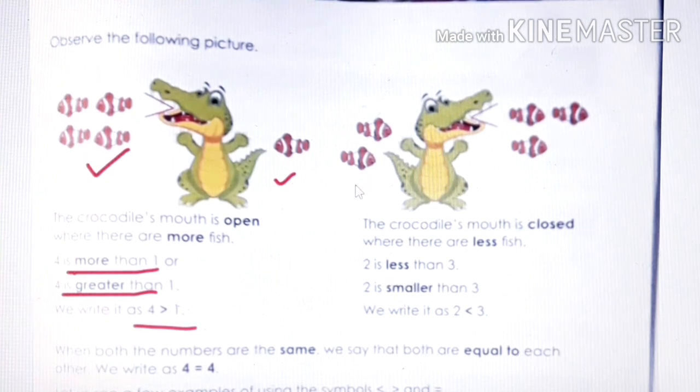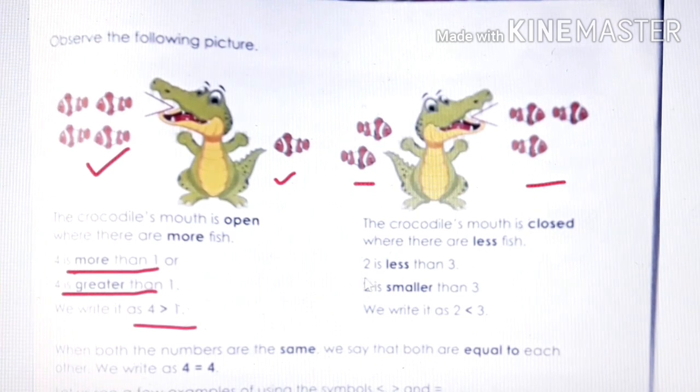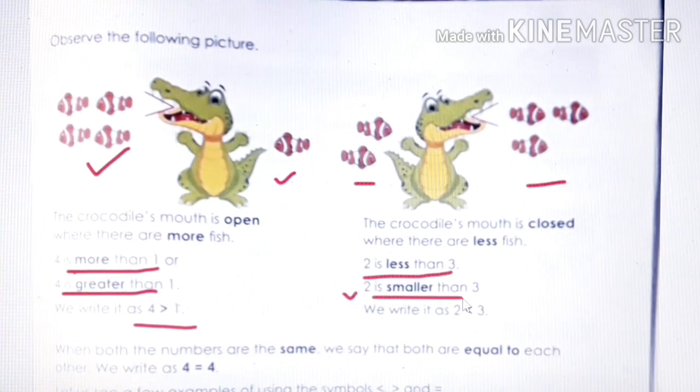The other way, how can you write? Here you can see 2 fish. You can see 3 fish, right? So what you know that 2 is less than 3. So what we are going to say? That 2 is smaller than 3. So writing in words, and also you can put the symbol of smaller than. Is it clear, children?